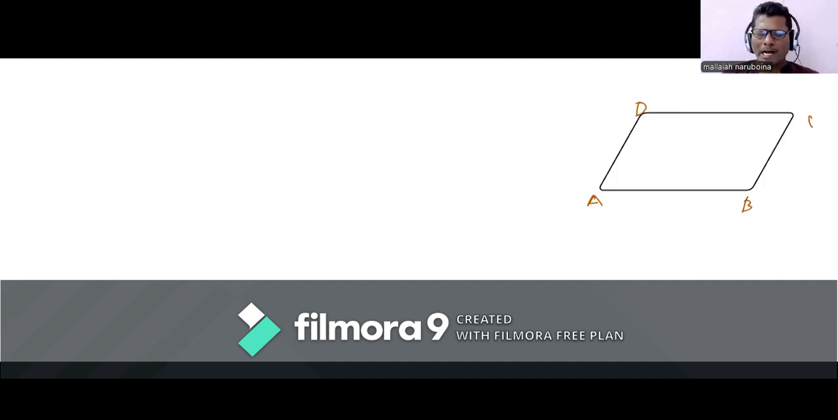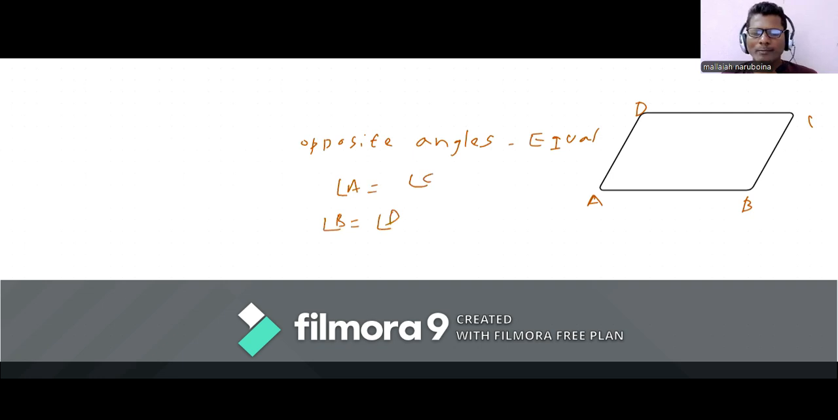In a parallelogram, opposite angles are equal. That means angle A is equal to angle C, and angle B is equal to angle D. Here A and C are opposite angles. Similarly, angle B and angle D are opposite angles. These opposite angles are equal in a parallelogram.